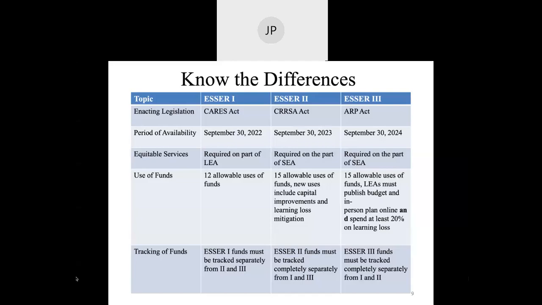These funds have to be expended by September 30th, 2024. There are 15 allowable uses within these funds, plus districts must do an in-person plan and publish it online, and spend at least 20% of their ESSER 3 funds on activities to address learning loss. Within all three of these programs, even though there are a lot of similarities, the funds must be tracked separately from the other ESSER funds.